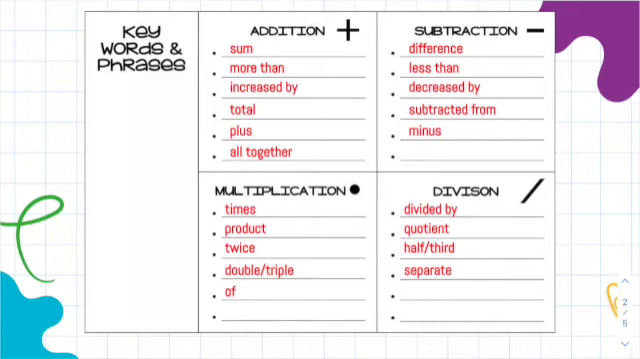So words that mean multiplication, right? Times, which is the obvious one. A product, which is one of the most important ones, okay, that people forget. The product of two numbers means the result of the multiplication of those two numbers. Twice, which means two times, right? Double or triple. Double also means two times, just like twice. And triple means three times.